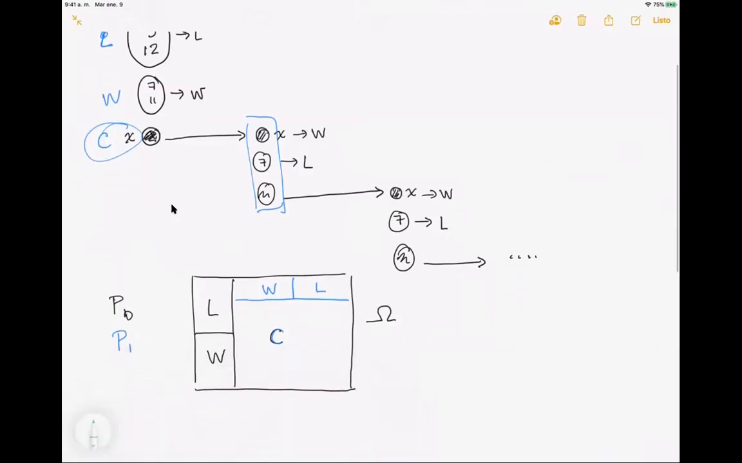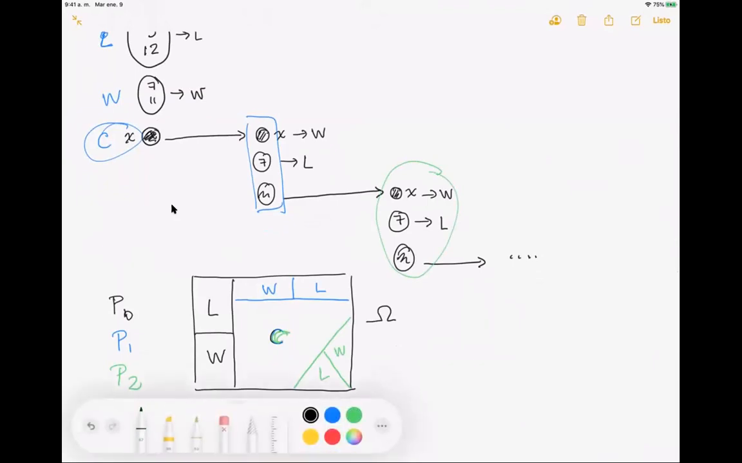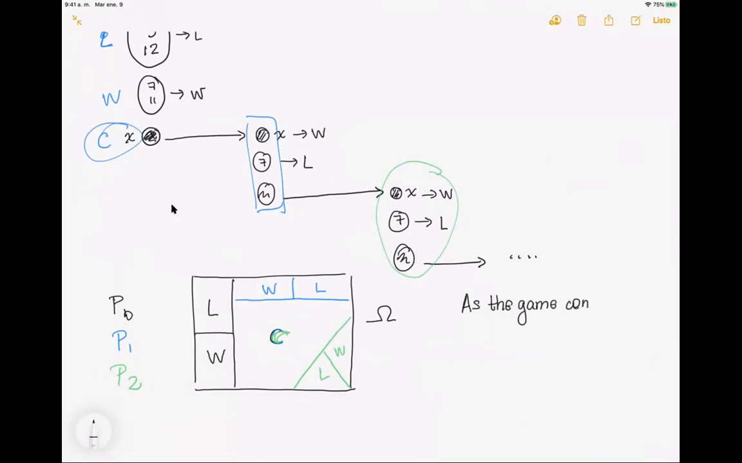If we are in the continuing set and we go to stage 3, then we're here. Again, this divides the space into 3 parts. A winning part, a losing part, and a continuing part. And that will be P2. And so as the game goes on, we gather more and more information. So as the game continues, there is more detailed information.